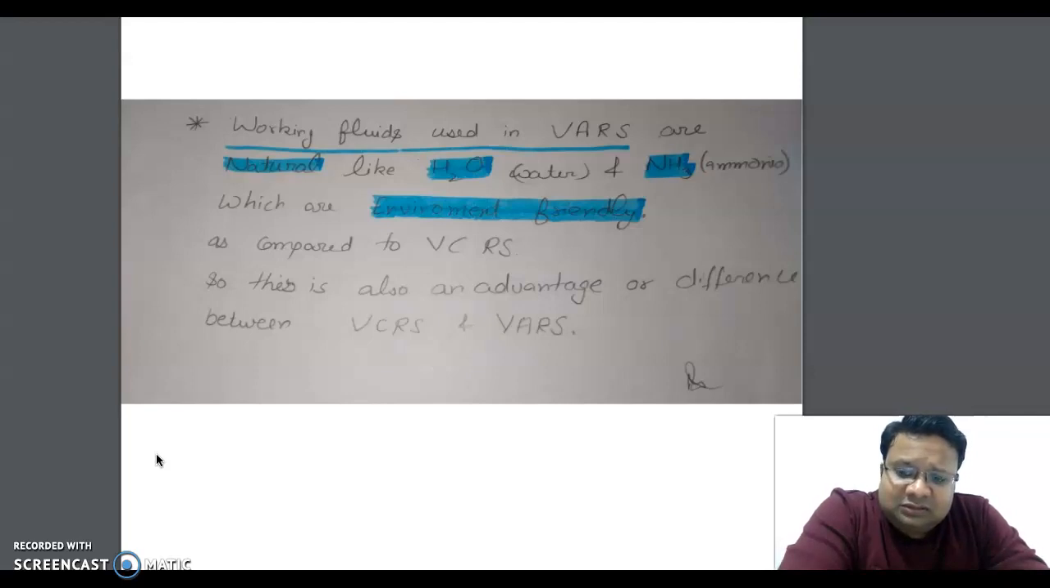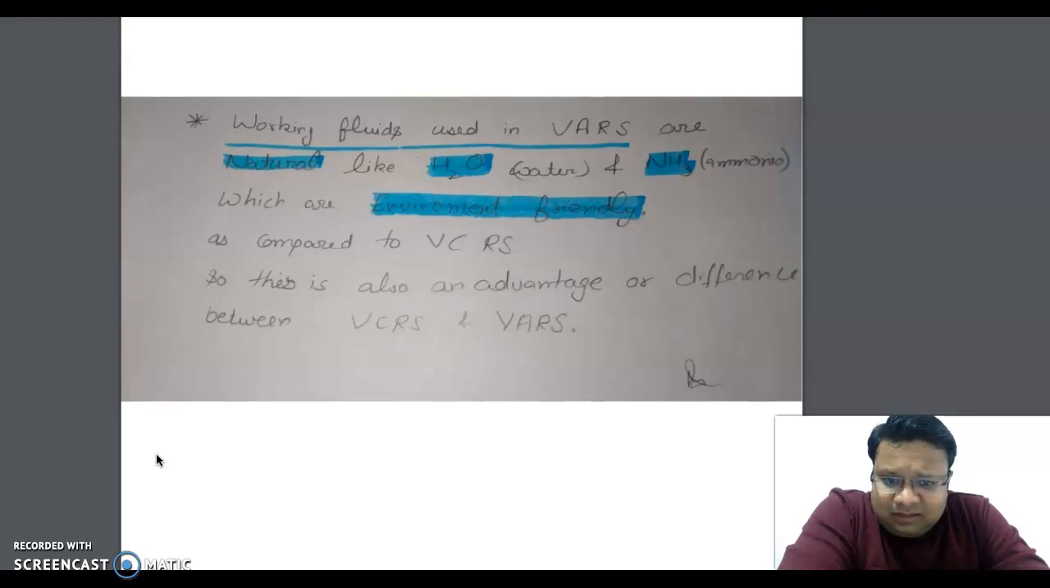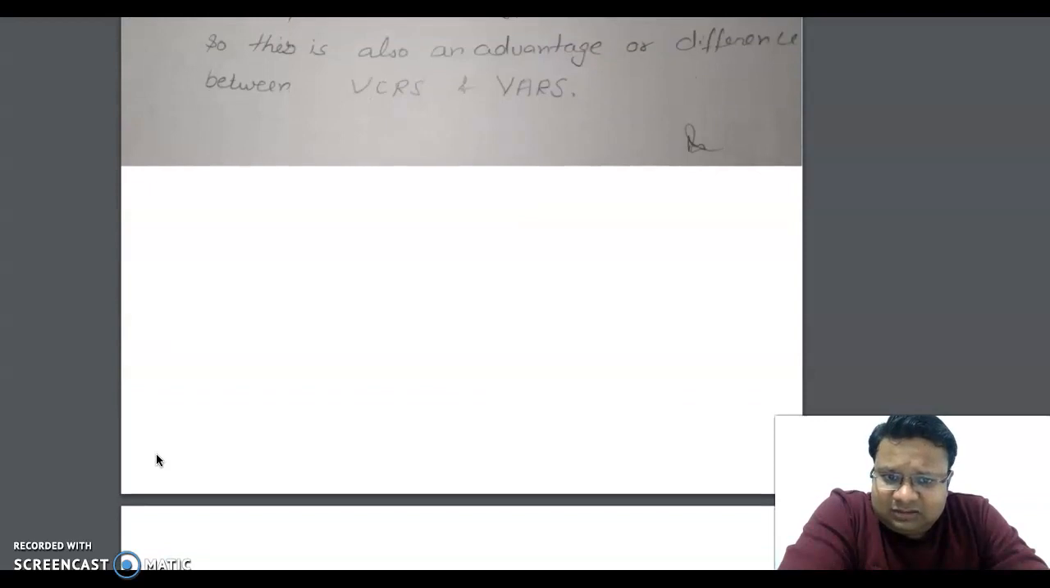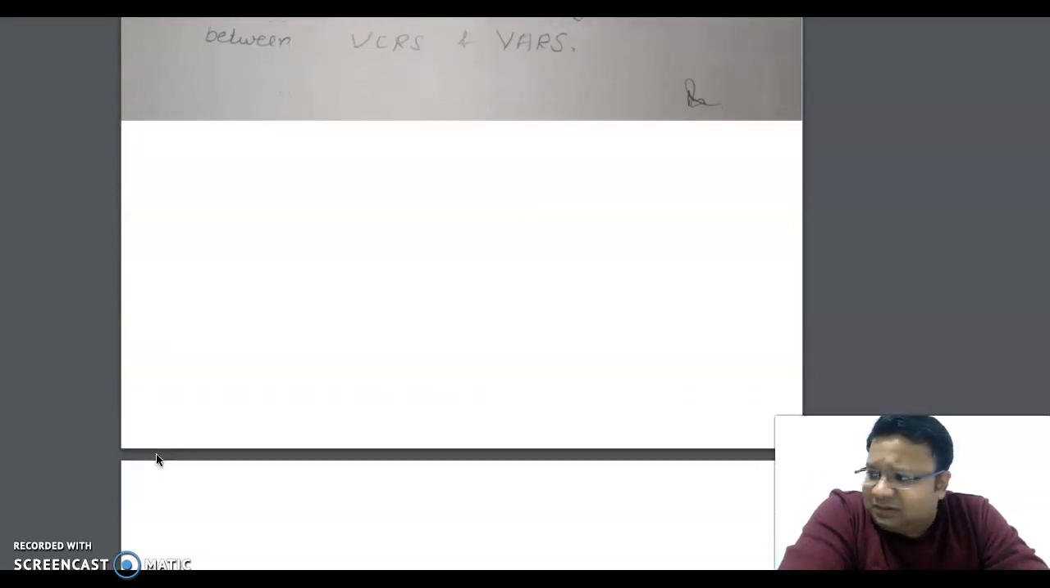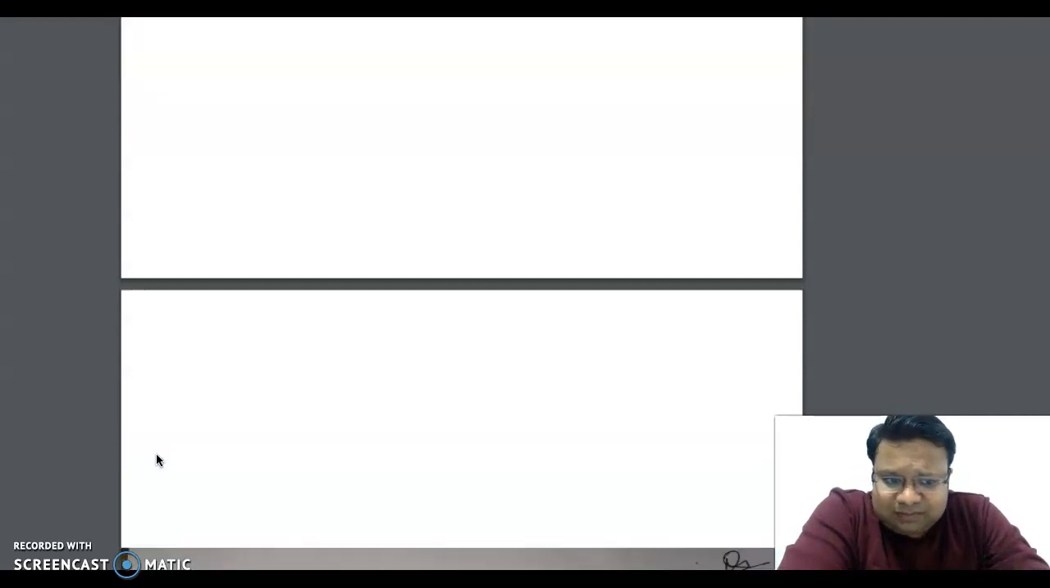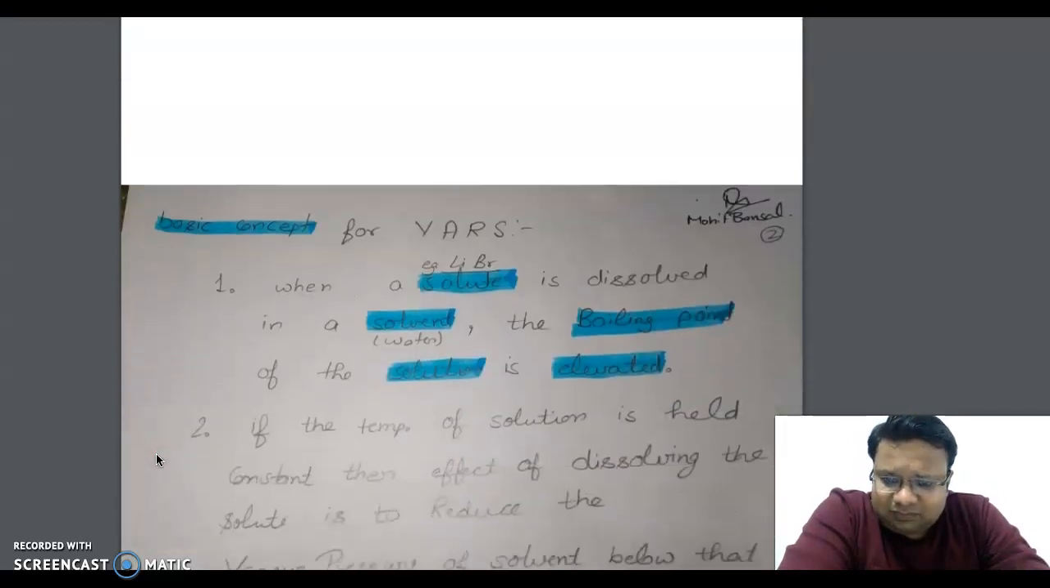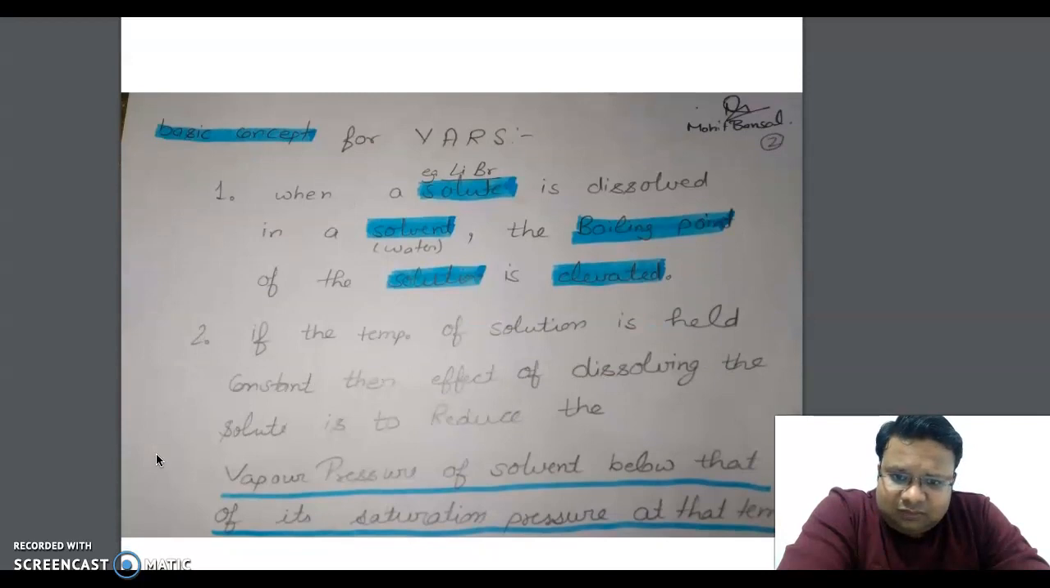So this is again an advantage of vapor absorption systems, and is also a difference between VCRS and VARS. We generally call vapor compression as VCRS and vapor absorption as VARS. Now moving further, the basic concepts of VARS.